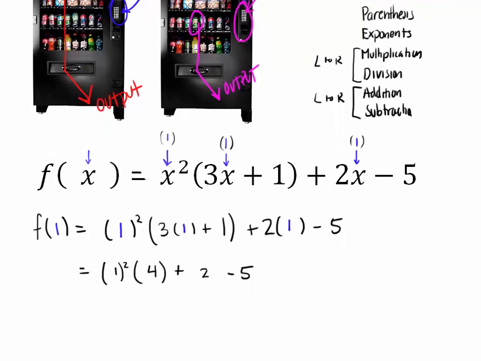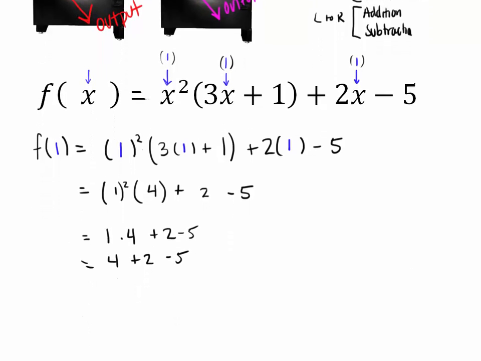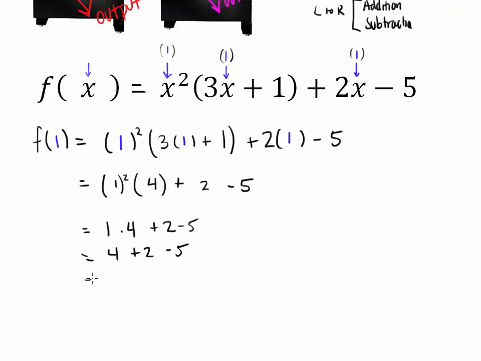Let me scroll down just a little bit. So we've got 1 squared is 1, times 4, plus 2 minus 5. 1 times 4 is 4, plus 2 minus 5. So 4 plus 2 is 6. 6 minus 5 is 1. So we know that f evaluated at 1, if I take function f and plug 1 in, the output is equal to 1. It's kind of cool. We plugged in the number and we got the same number out. So that's f evaluated at 1.